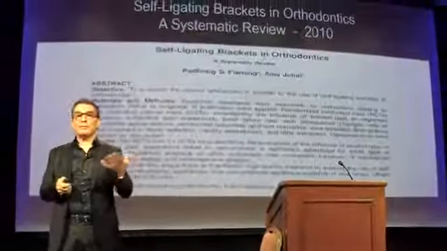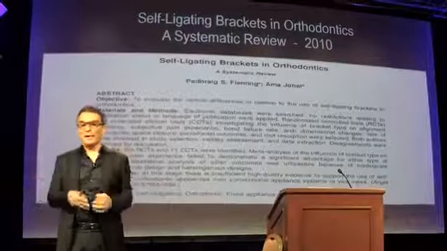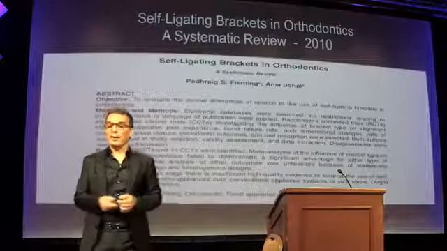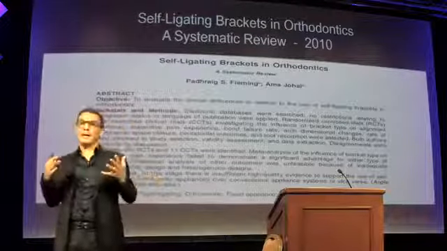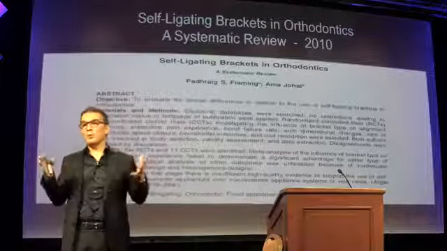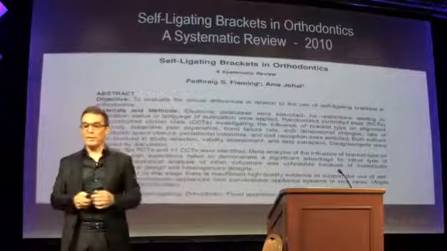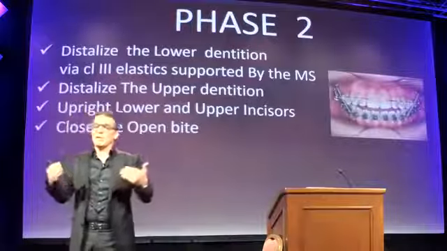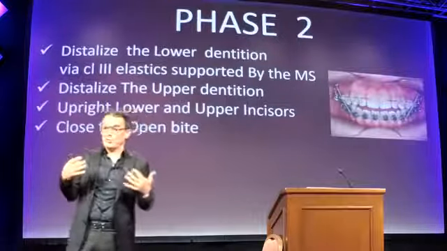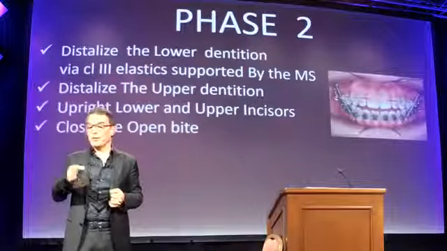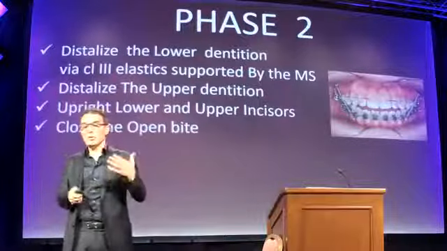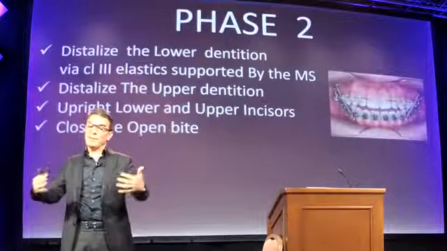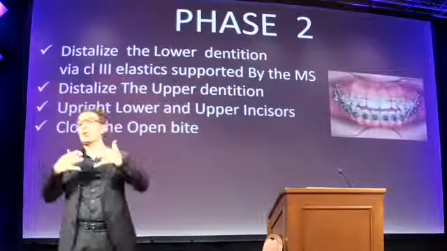I knew, by reading all the literature and many articles, that also with passive self-ligating mechanism we can have severe proclination and almost the same amount of intercanine expansion as with conventional braces. So for phase 2, I need to distalize the lower dentition via class 3 elastics supported by the mini screws, and the upper arch, to distalize the upper dentition against my mini screws, and then to upright the upper and lower incisors and close the anterior bite.